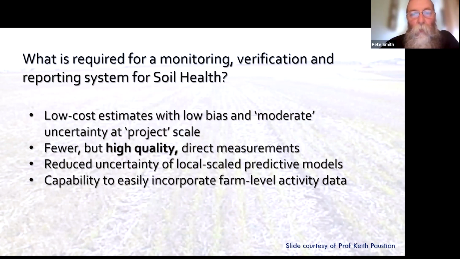What we really need are low-cost estimates with low bias and a moderate uncertainty at project scale. We need fewer but high-quality direct measurements. So measurements are expensive to take, but we do need measurements, but we want those measurements to be of high quality and not too many, because otherwise it becomes prohibitively expensive. We want to reduce the uncertainty of local scale predictive models.